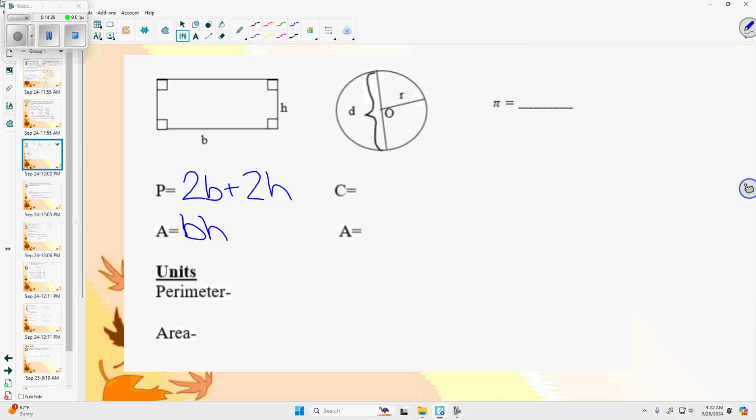But again, I'm not going to ask you to memorize 2b plus 2h. I'm going to ask you to memorize the perimeter as adding up all the sides. Because that formula only works for a rectangle. Add up all the sides works for any shape that I give you.